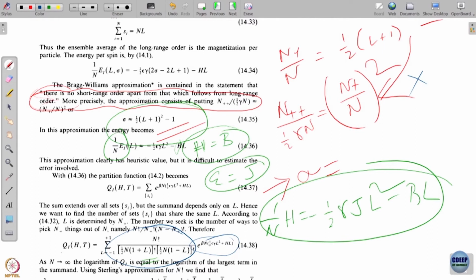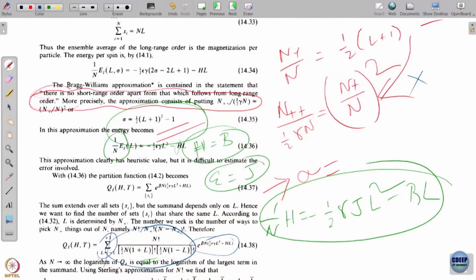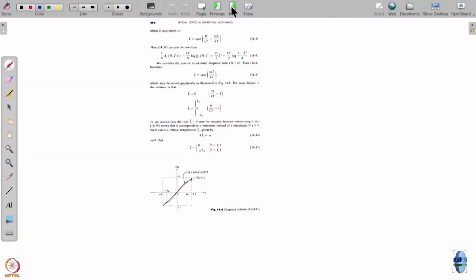I make Stirling's approximation, just as we did in Mayer's theory and in the canonical partition function. Again and again, we have picked up the maximum term. So of the sum, I pick up the maximum term. I take the log of whatever remains, and then I maximize with respect to L, and maximizing with respect to L is the same as maximizing with respect to n plus. Remember, if you have not already noticed, L is nothing but essentially the magnetization of the system. So things are well and good.